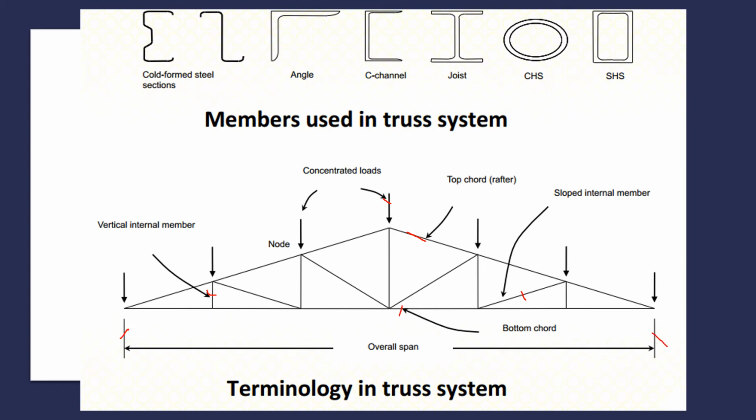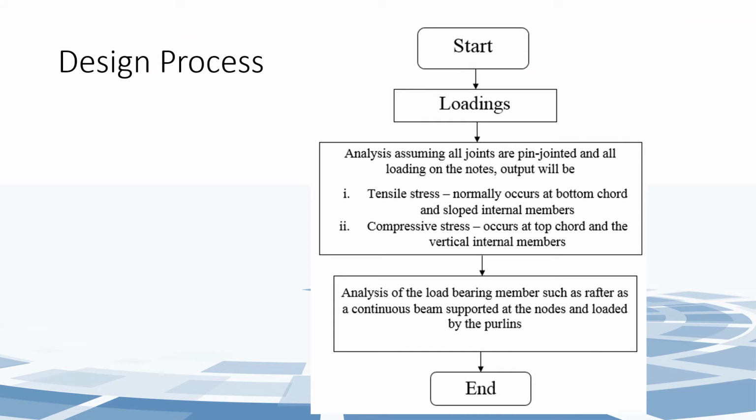Okay, in steel design, there are so many types of members that can be used in truss system. Okay, we can either use the cold form steel section, the angle types, the C-channel types, joist, CHS or SHS. Okay, now we will move on to the design process for truss system. Okay, for the first thing, we need to calculate the loadings and then do the analysis. And then we have to assume that all joints are pin jointed and all loadings on the joint.